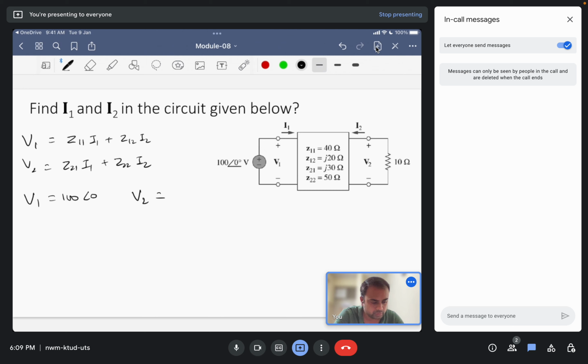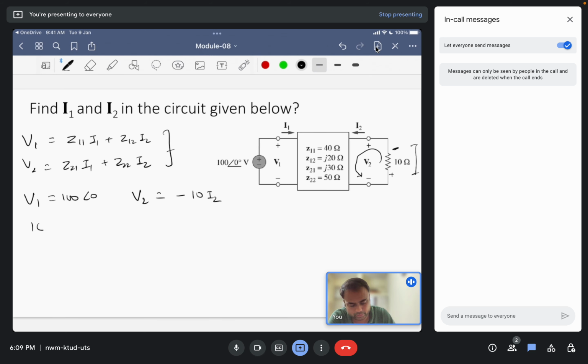If we see the direction of current, the current is flowing in this way. So this is plus and this is minus. That is why V2 will be negative of 10 times I2. Okay, hope this is clear, because the convention for V2 is plus minus, but the voltage drop of the resistor is opposite. That is why there is a negative sign. So just substitute all the values in these two equations.